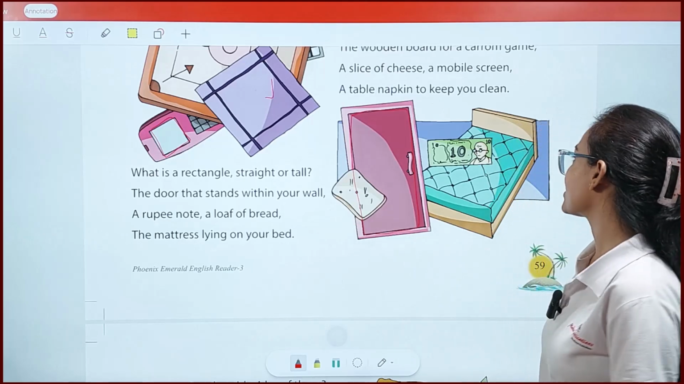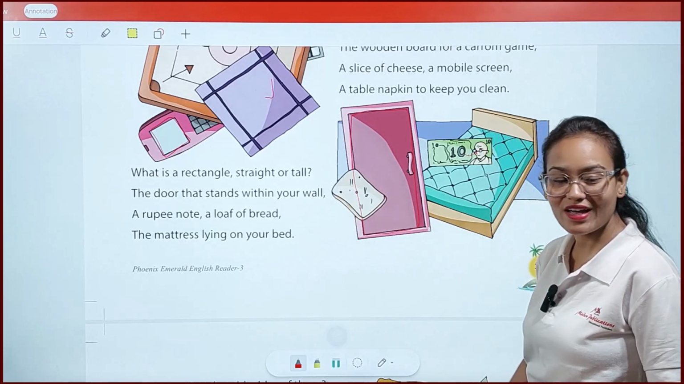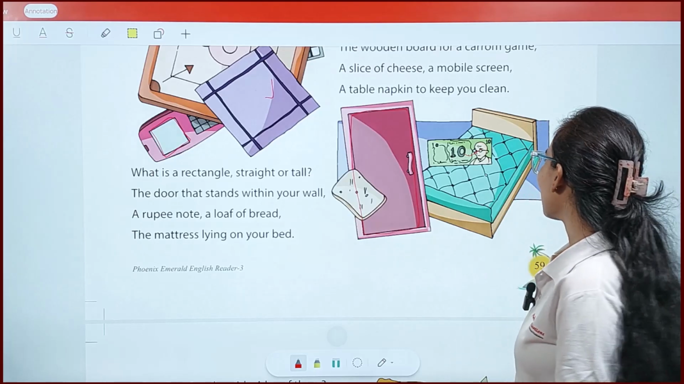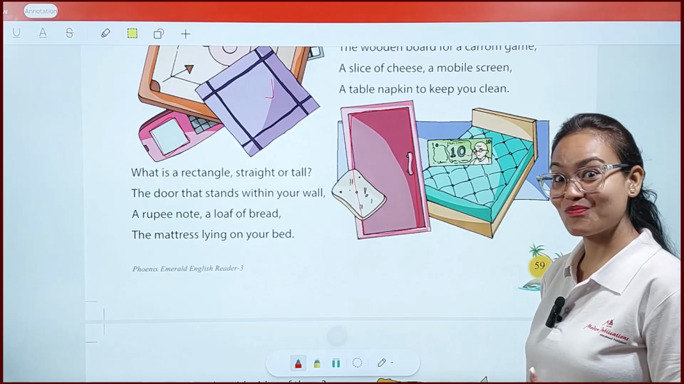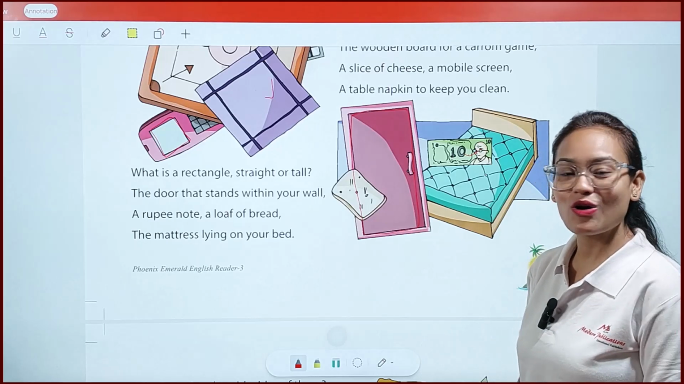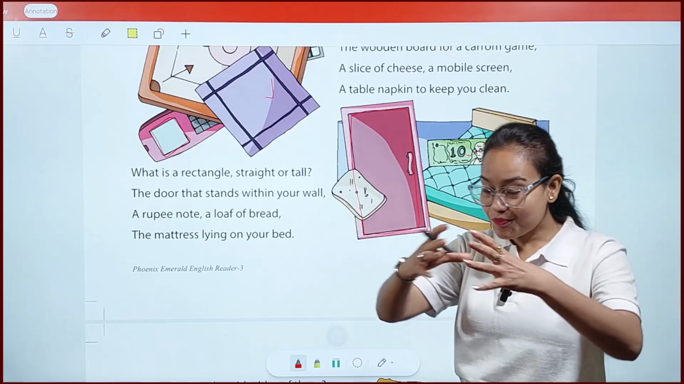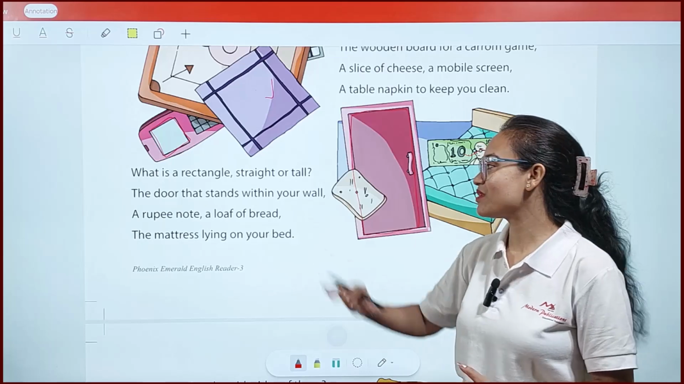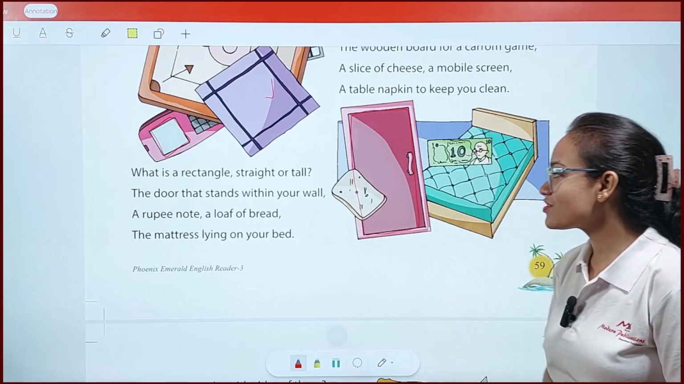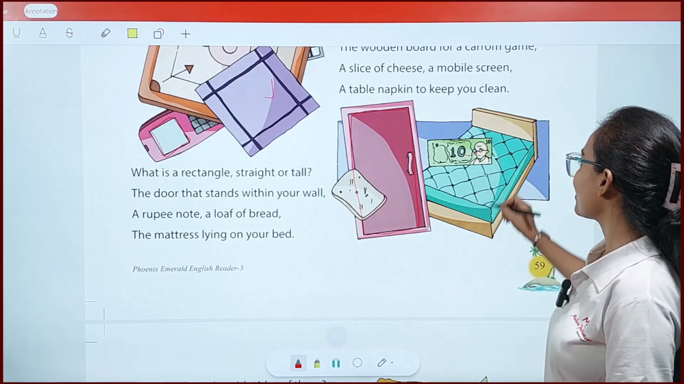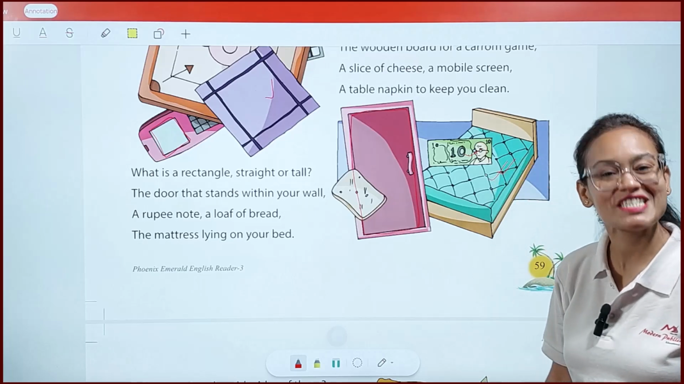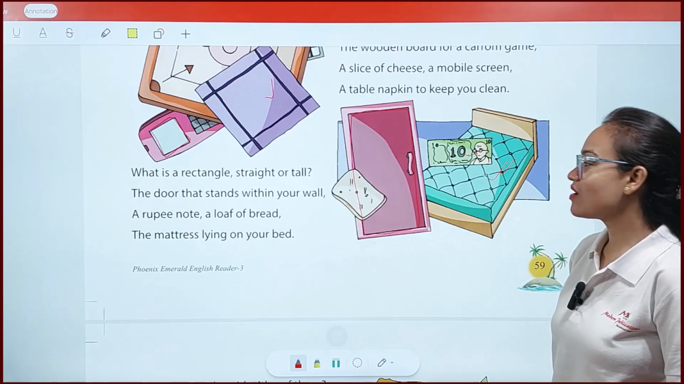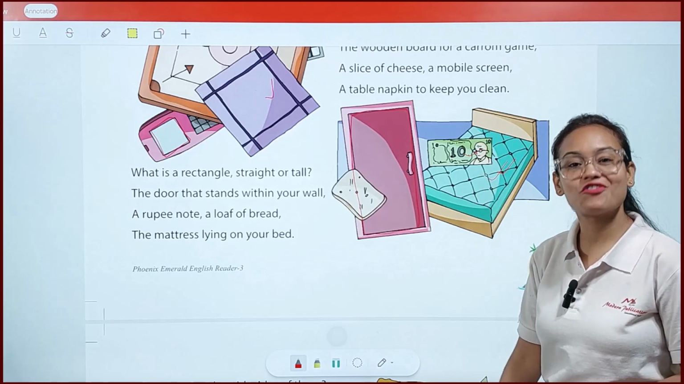A rupee note. Here you can see this is a rupee note. A loaf of bread. You all love eating bread. Bread with butter, bread with jam. That loaf of bread is also an example of rectangle. The mattress lying on your bed. Here you can see this is the mattress on which you sleep. This mattress which is lying on our bed is also an example of rectangle.